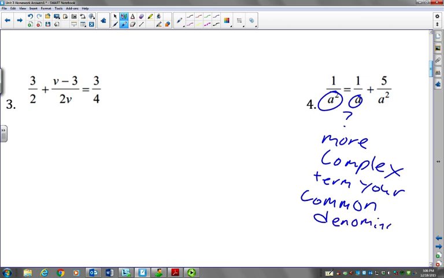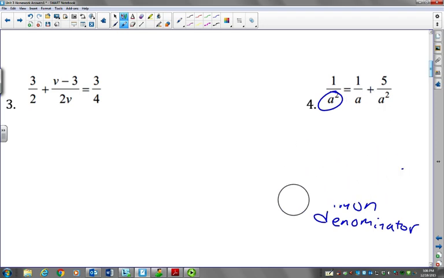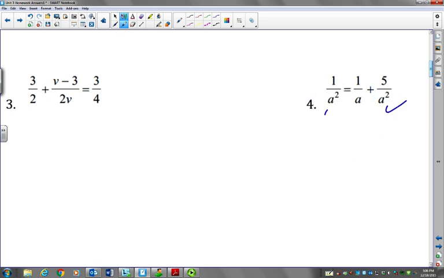Then we can do something quick and easy after we get that. That's probably the hardest part of these, actually. So I think you got it right: a squared is the most complex. That means we need this a over here, because we already have a squared there and a squared there. To make it a squared, we multiply by what it's missing, which is an a. But if you do it to the bottom, you also have to do it to the top. So now we have 1 over a squared is equal to a over a squared plus 5 over a squared.